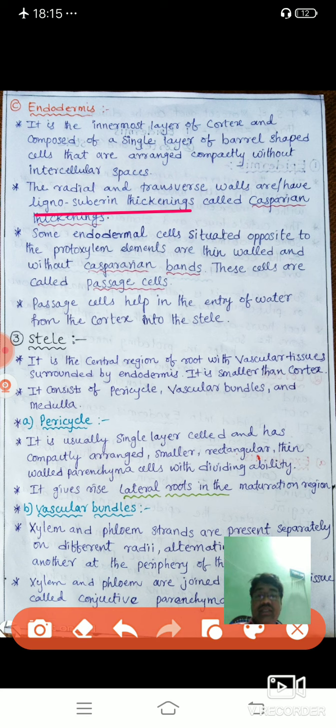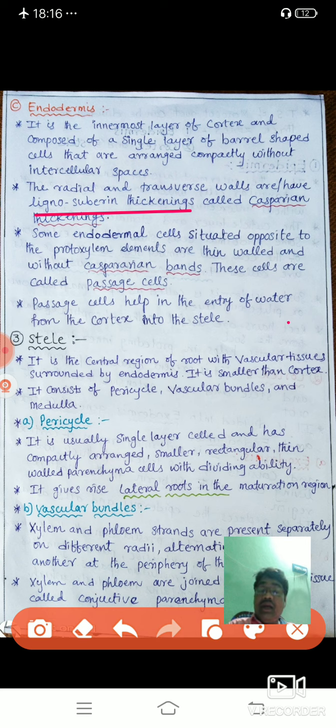Some endodermal cells situated opposite to the protoxylem elements are thin-walled and without Casparian bands. These cells are called passage cells. What is the importance of the passage cells? The passage cells allow the water to move from the cortex to the stellar region. Where are the passage cells? The passage cells are opposite to the protoxylem of the xylem elements.